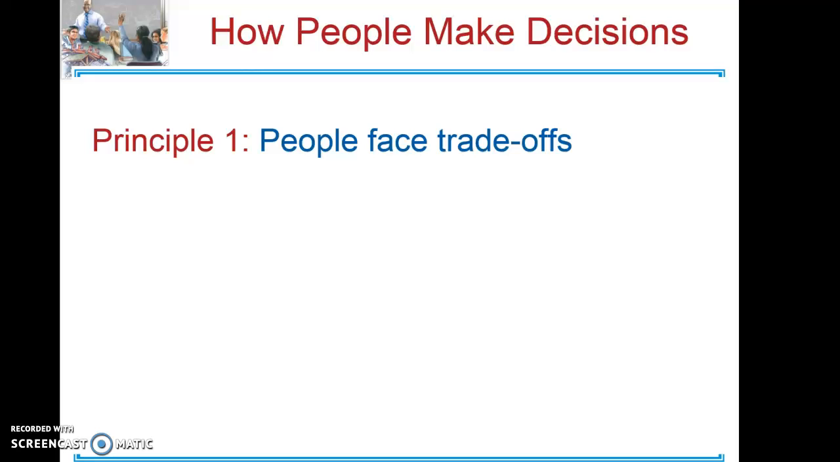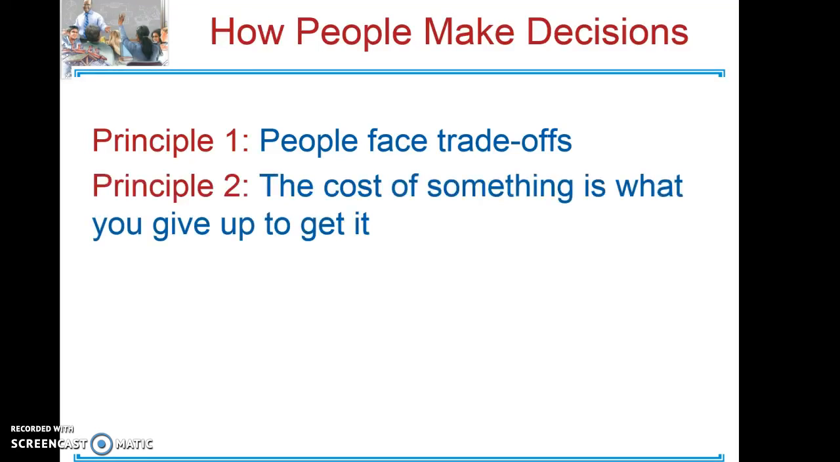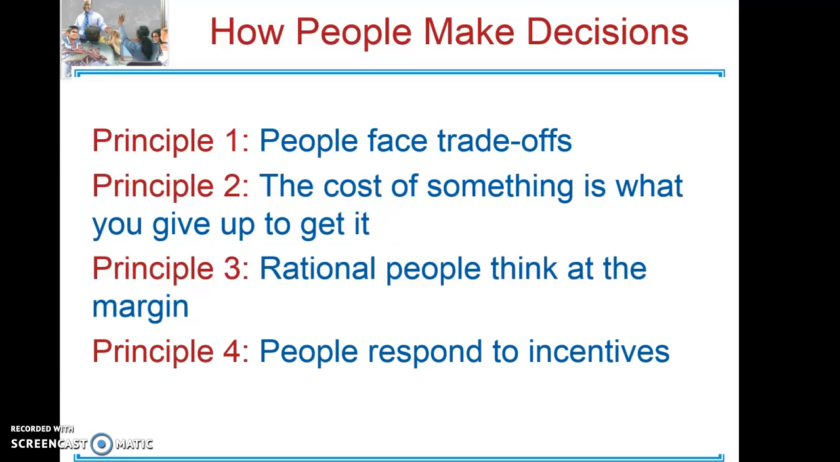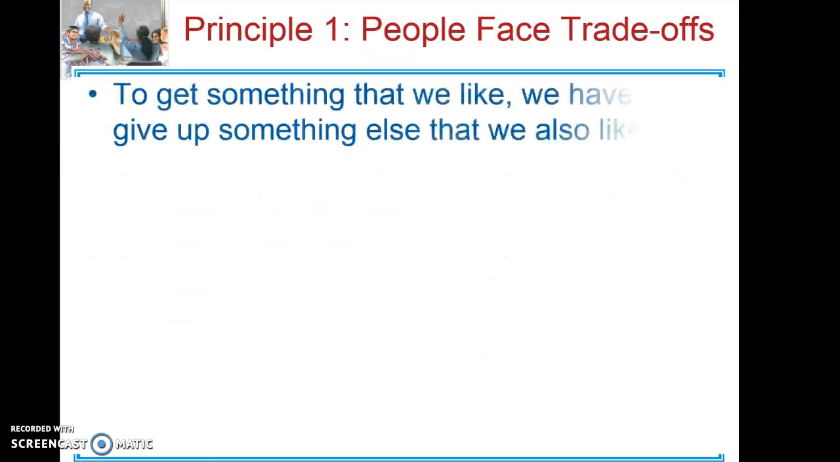The first principle of economics is that people face trade-offs. Principle 2: the cost of something is what you give up to get it. Principle 3: rational people think at the margin. Principle 4: people respond to incentives.